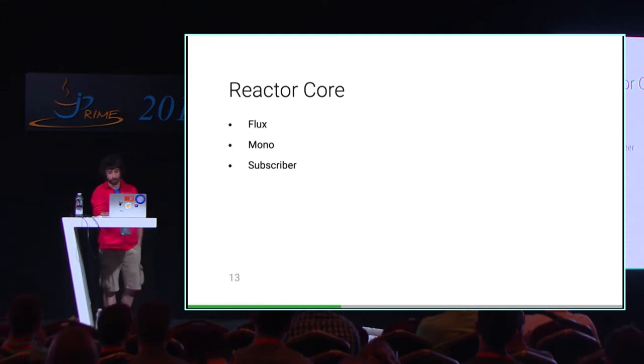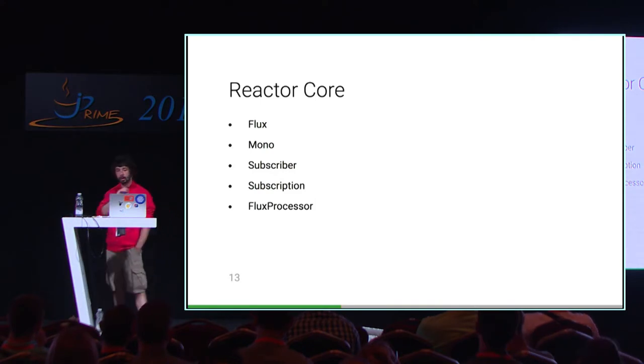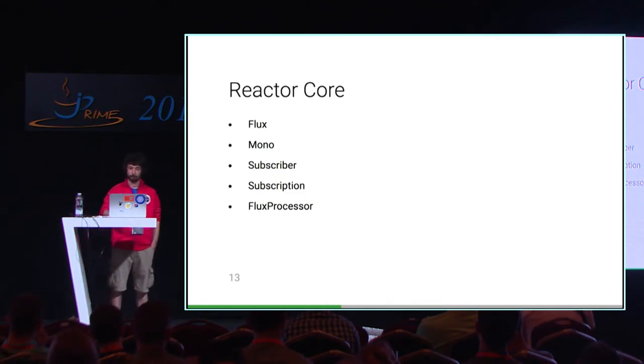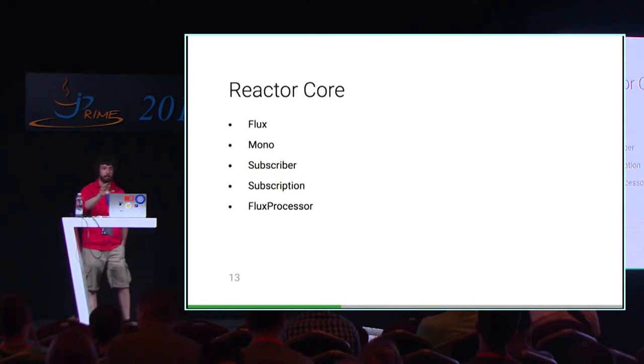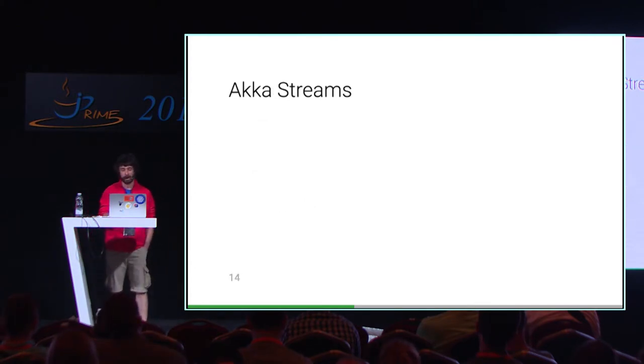Producers. You have a subscriber, you have a subscription, and flux processor. So we see the same name, processor, so it's the same thing, essentially. So you see how similar those libraries are, I mean the APIs. And now I will show you reactive Akka streams.